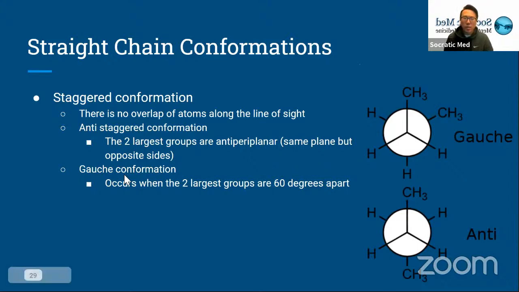Gauche is the next conformation. It's also staggered, but it's not as energetically favorable as anti, because there's only a 60-degree difference between the two largest groups. You can see on the top, in this gauche conformation, the carbon groups are still not on top of each other, but they are pretty close to each other. They have a 60-degree difference between them instead of the 180-degree difference between the methyl groups in the anti conformation. So those are the two different staggered conformations.